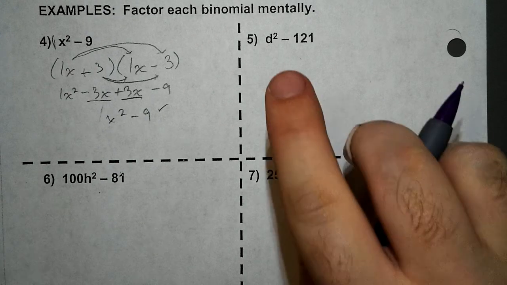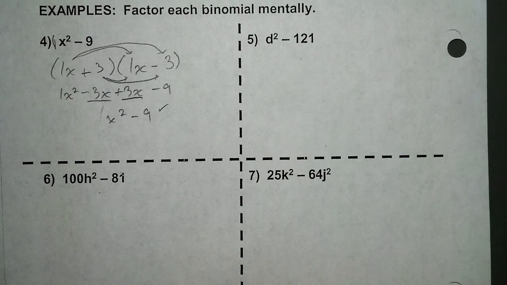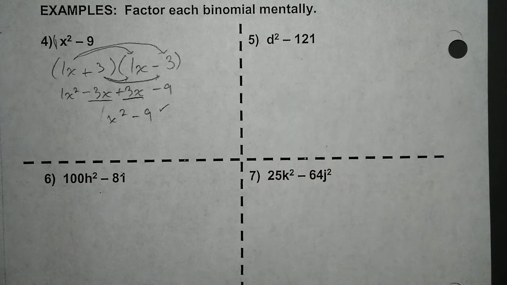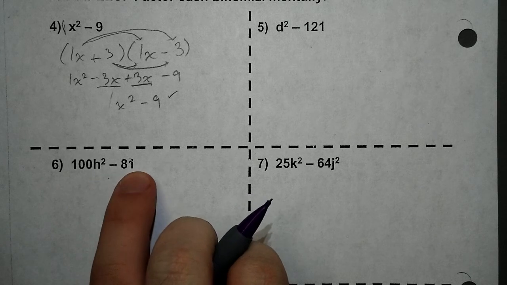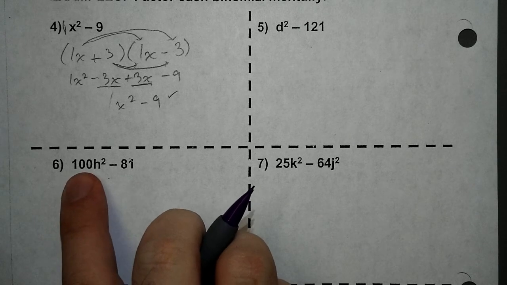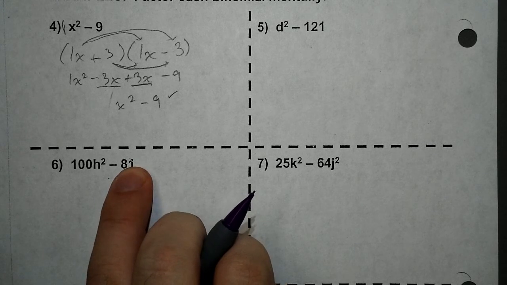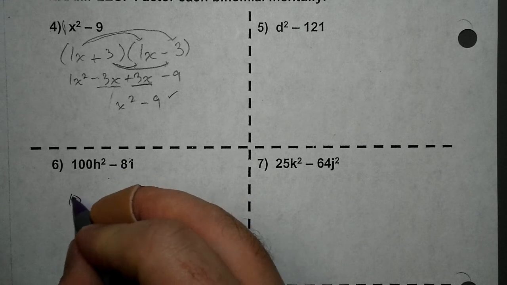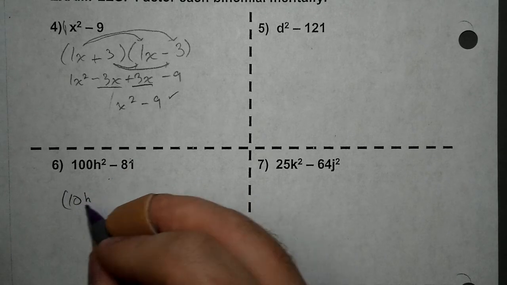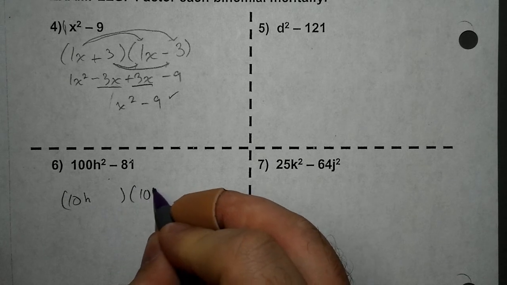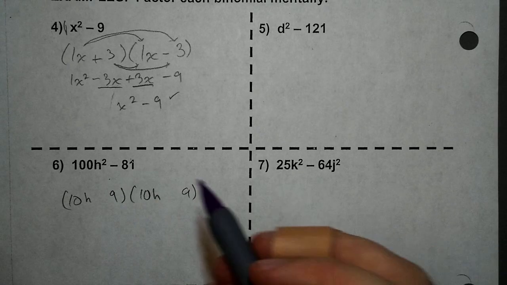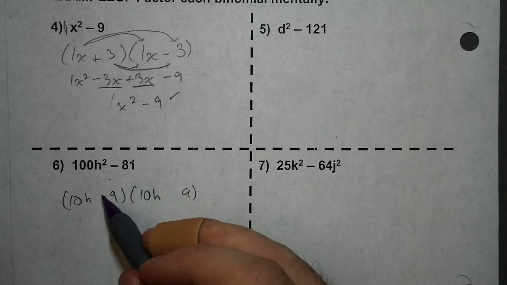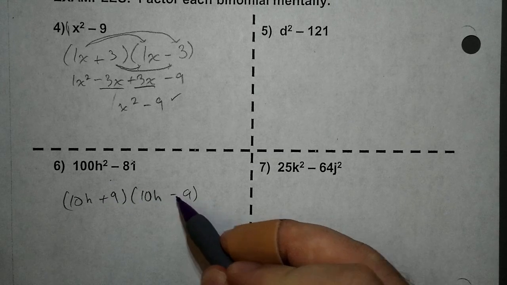Here, I'll do another one with you. Let's try number 5. Actually, we'll try number 6. I'll let you do 5 on your own. 10h squared minus 81. Look at the coefficients first. Is this a perfect square? Yes, that's 10 times 10. Is it a perfect square? Yes, that's 9 times 9. So we have a 10h, and this is going to be a 9 here and a 9 here. Now, it's got a minus sign in between, and there's no b value. So this is going to be positive, this one's going to be negative.